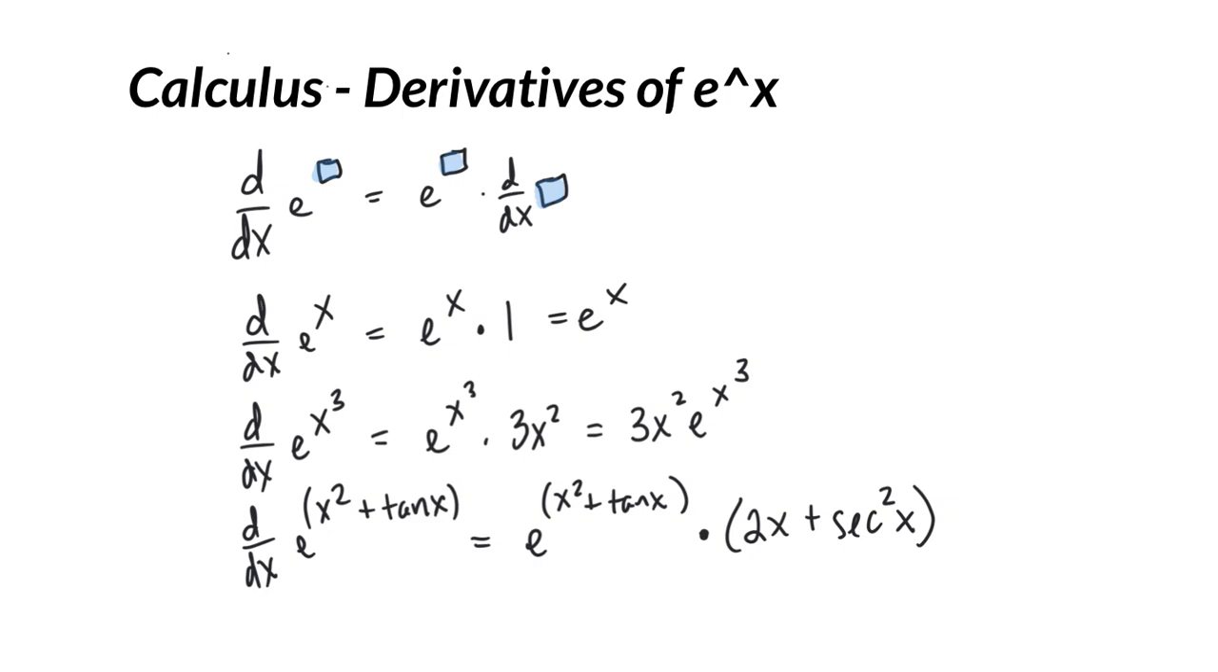So again, just always remember that to find the derivative of e to something, we begin with that same e to the something, because e is its own derivative. But then because of chain rule, we may have to multiply by the derivative of whatever that exponent was.